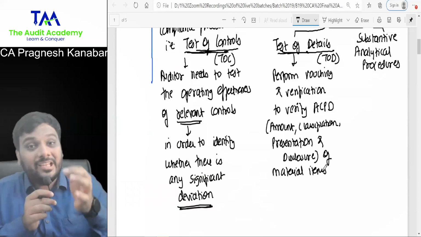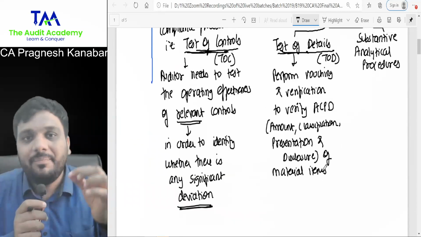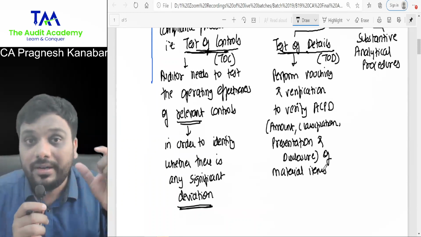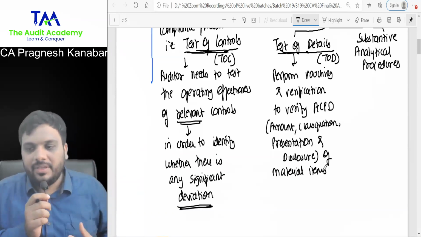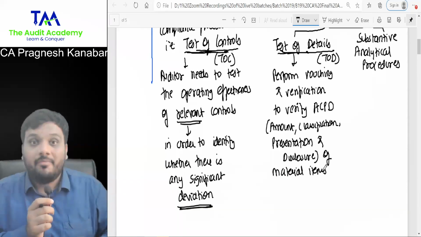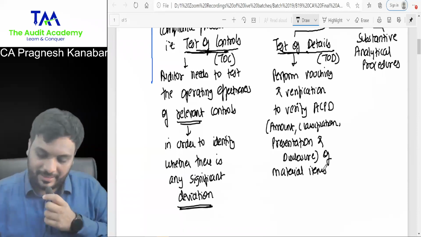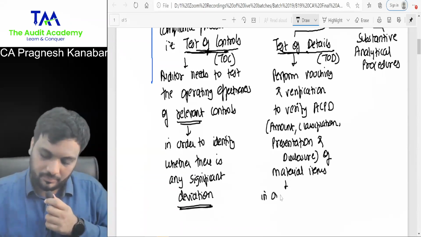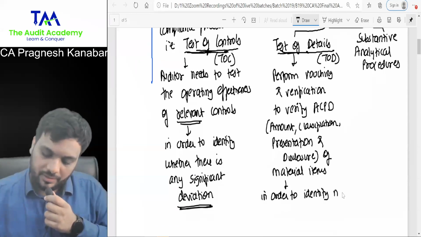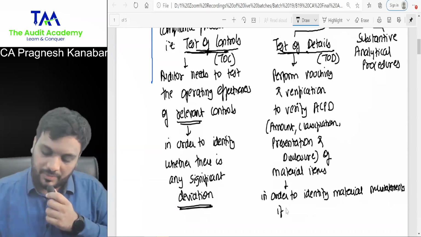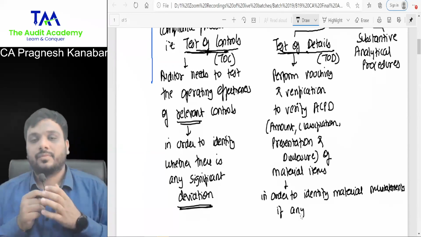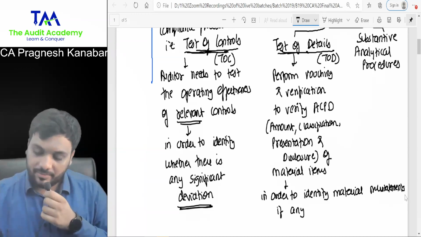And if there is anything wrong in ACPD, if ACPD goes wrong, then I have found dash. Come on, this is a very common word. If ACPD goes wrong, that means I have identified a dash. Misstatement. Very good. Yes. You can use this full line now: in order to identify material misstatements, if any.